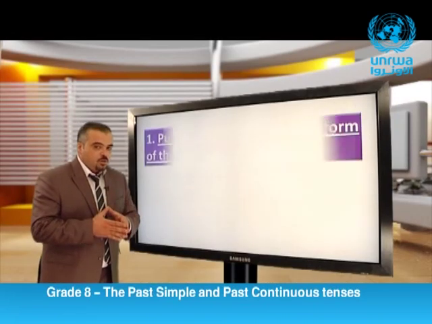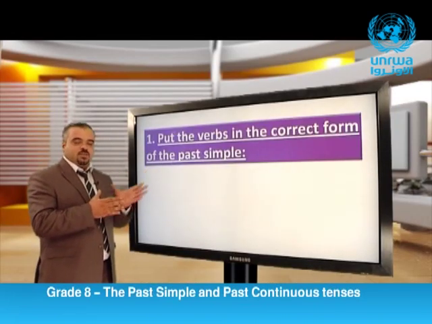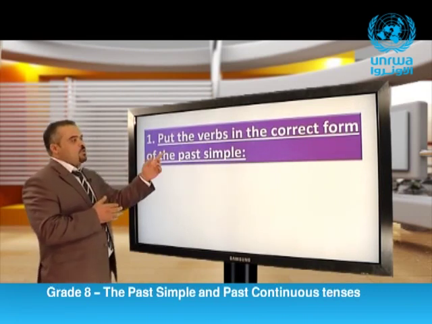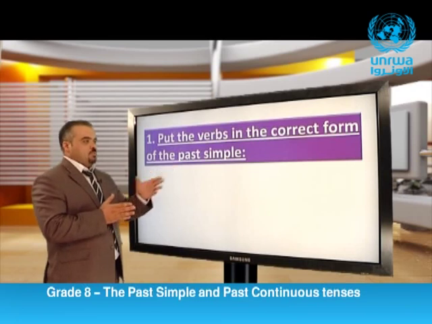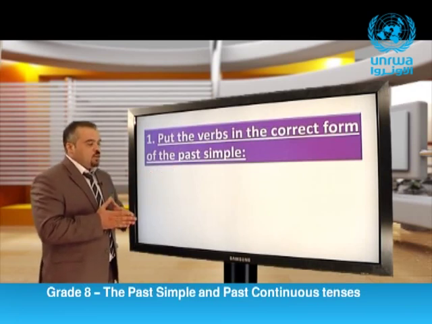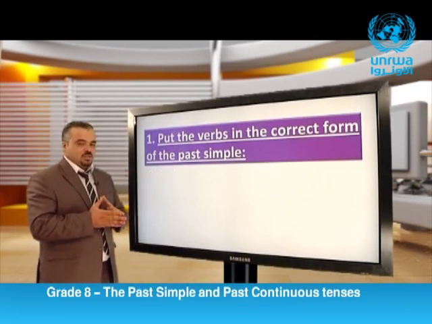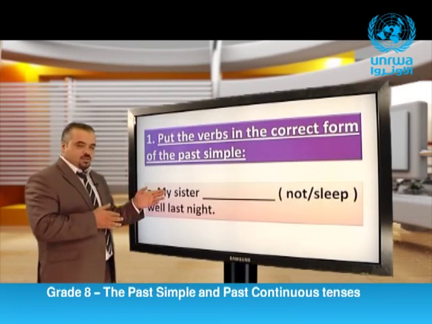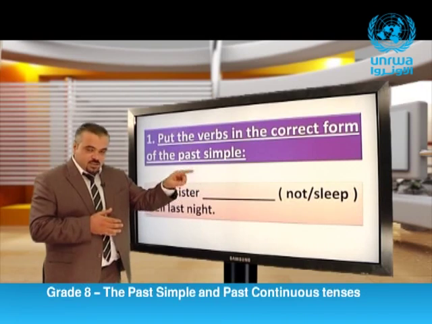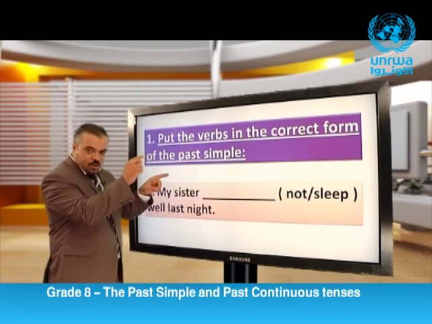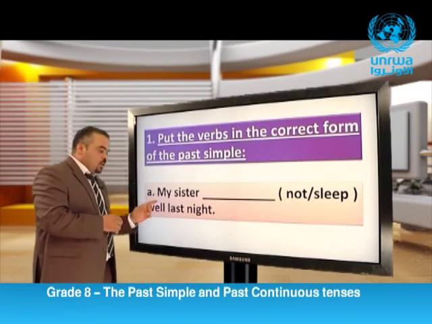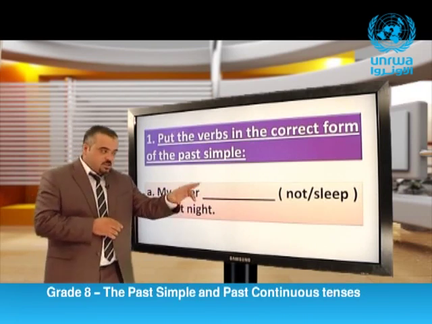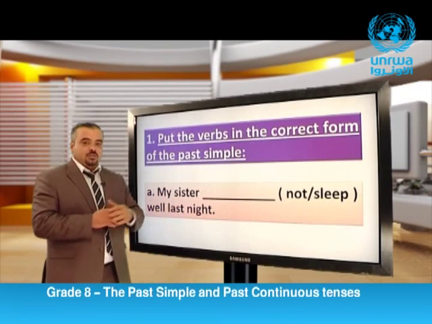And now dear all, let's move to this activity. Look here, number one. Put the verbs in the correct form of the past simple. ضع الأفعال في الشكل الصحيح من الزمن الماضي البسيط. Let's start with A. Sentence A. My sister not slash sleep. You are going to use the verb and not. Well, last night. Again, my sister not sleep well last night.